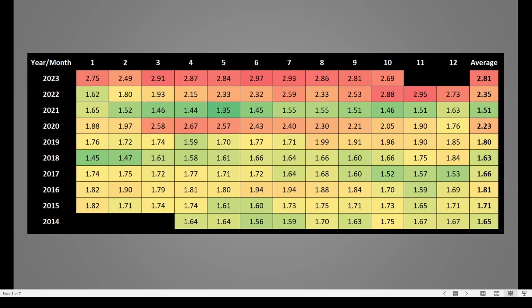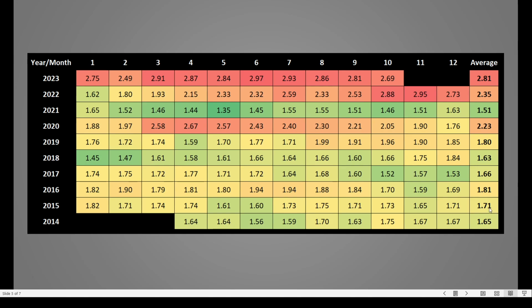Here we can see the average mortgage spreads on the right-hand side. In 2014, the average mortgage spread was 1.65%. That means a 30-year mortgage was about 1.65% higher than the 10-year U.S. Treasury. And it's also broken down by month. So, for example, in January 2018, we had a 1.45% mortgage spread. In April of 2020, we had a 2.67% mortgage spread. We'll take a look at the yearly averages.